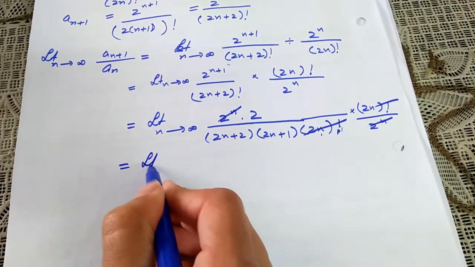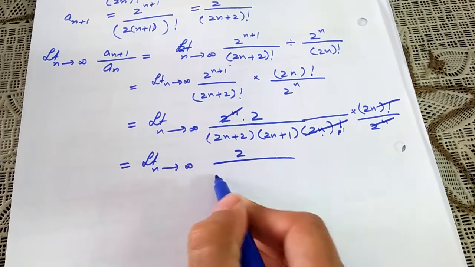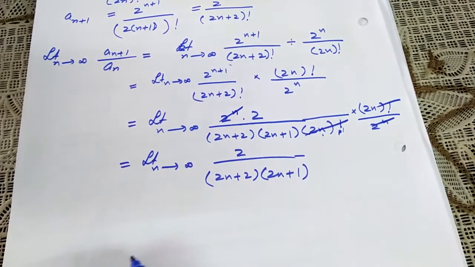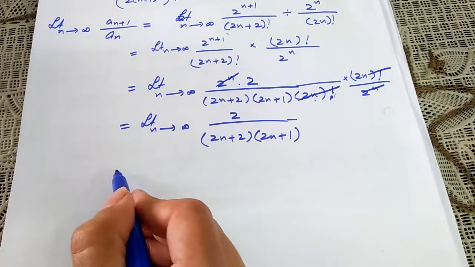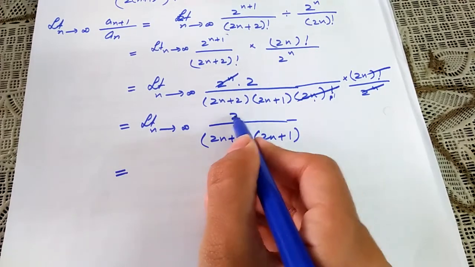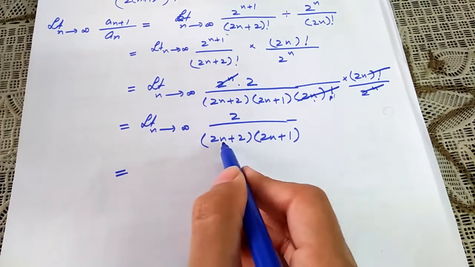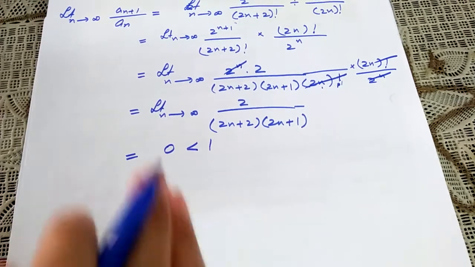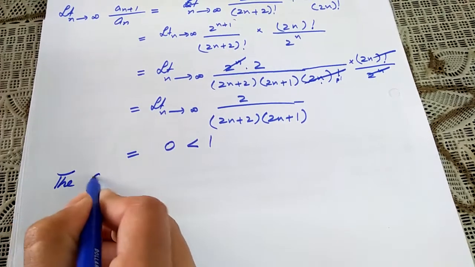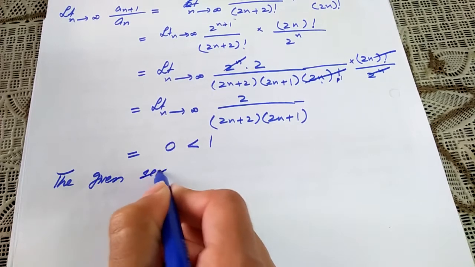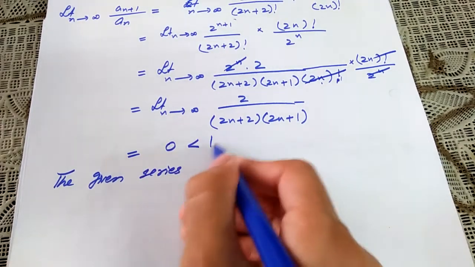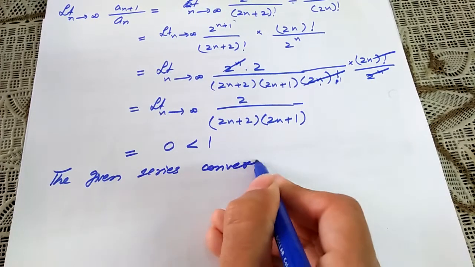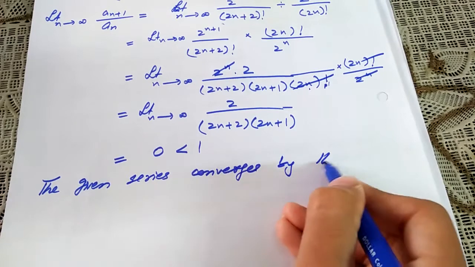So I am left with the limit as n approaches infinity of 2 over (2n+2) into (2n+1). Now apply the limit as n approaches infinity here. 2 over infinity will give you 0, so the whole term converges to 0, and you know that 0 is less than 1. If it is less than 1, then this means the series converges. The given series converges by the ratio test.